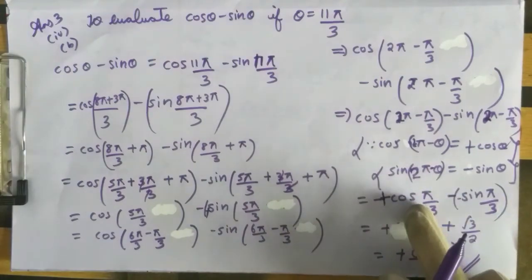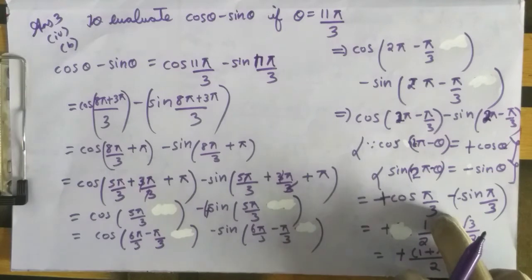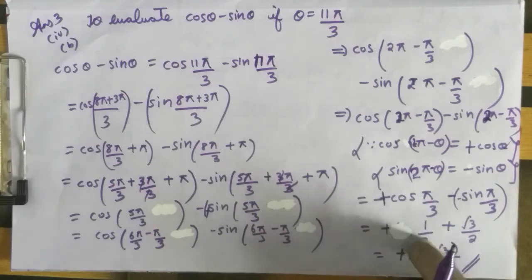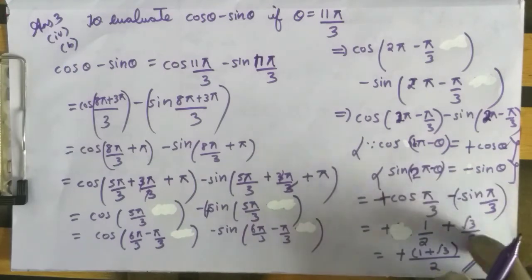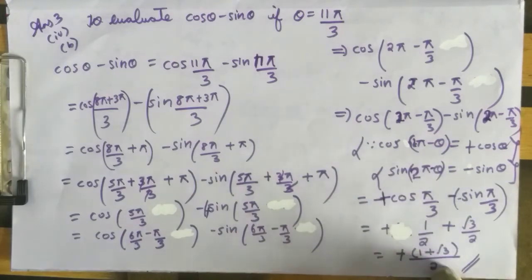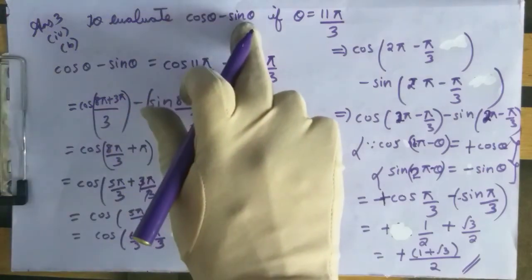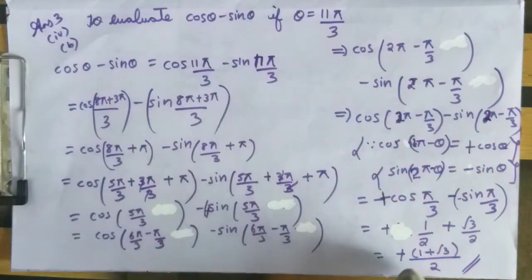Now we know pi by 3, that is 180 by 3, is 60. Cos 60 is 1 by 2. So plus 1 by 2, minus into minus is plus, sine 60 is root 3 by 2. Now if I take the LCM of 2 and 2, 2 divided by 2, 1, 1 into 1, 1, plus 2 divided by 2, 1, 1 into root 3, root 3. I am having the answer as 1 plus root 3 by 2. So the answer of cos theta minus sine theta, if theta is 11 pi by 3, is 1 plus root 3 by 2.